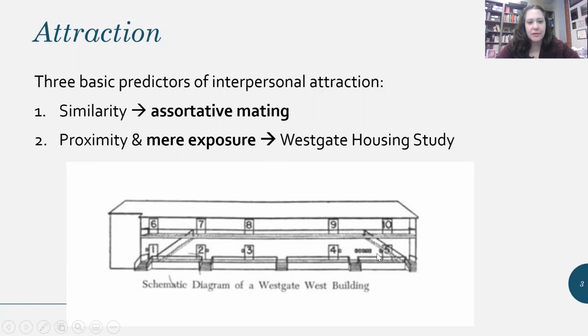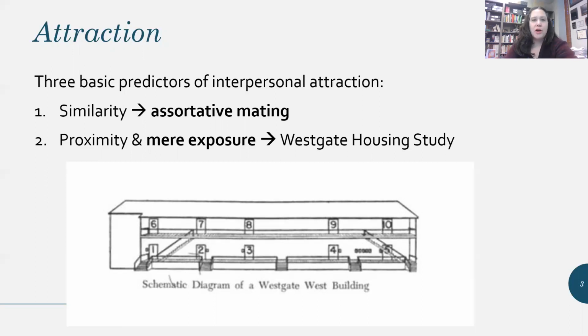So if you look at the apartments numbered 1 through 10 here, what they did in the study was they asked each resident of each apartment building to rate how much they liked all of their neighbors at the beginning of the semester and then at the end of the semester. Beginning of the semester, people were pretty neutral about all of their neighbors because they didn't really know them very well. So the question was, by the end of the semester, who are you going to like the most? And what they found is that the people who lived in apartments number 1 and number 5 were liked the most, and the people in apartments number 6 and number 10 were liked the least.